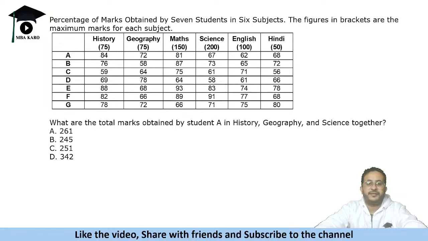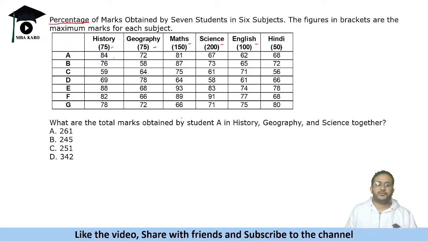It is a table. It shows the percentage of marks obtained by 7 students in 6 subjects. The figures in brackets are the maximum marks for each subject. So these are the maximum marks and these are the percentage of marks. Okay, so you might be wondering 75 में से 84 कैसे आ गया? That is the percentage of it.